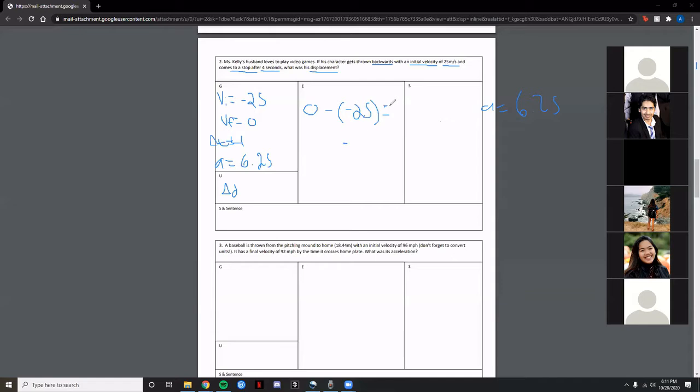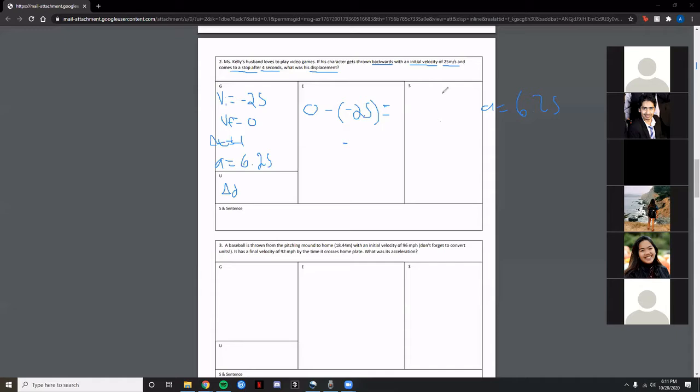No, but if it goes from an initial velocity of 25 and it comes to a stop, that means the acceleration is negative, because it's decelerating. If it's slowing down to a stop, that means the acceleration is negative. It's positive 25, right? It's not negative 25. But he's slowing down, so it has to be negative 25. I've got something to say to y'all.